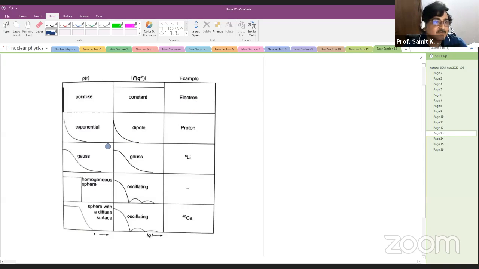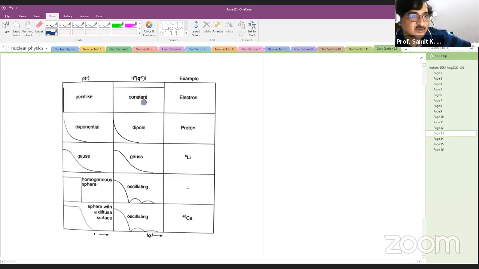But if you have some type of distribution, if this f(q) squared has some exponentially decaying type of distribution, then one can expect a dipole type of contribution. This is generally observed in the proton case. Or if you go to the Gaussian type, then it is lithium and so on. And if you see some oscillation, that may be due to the finite size of the nucleus.